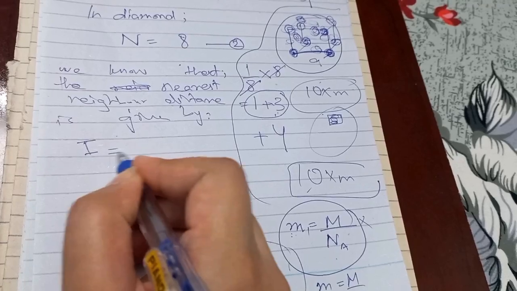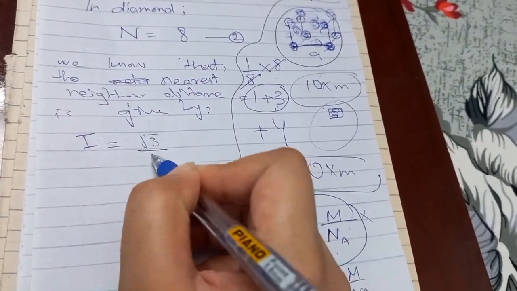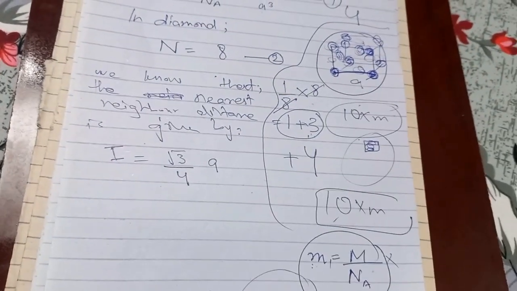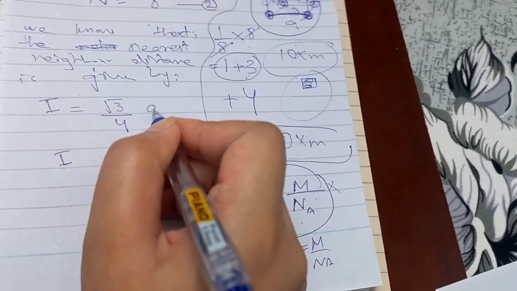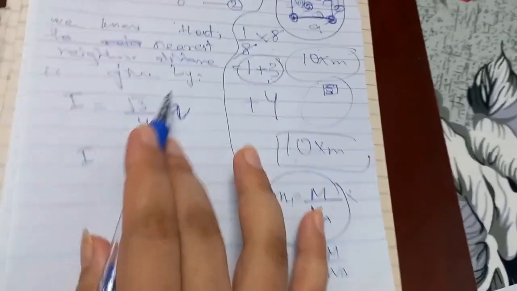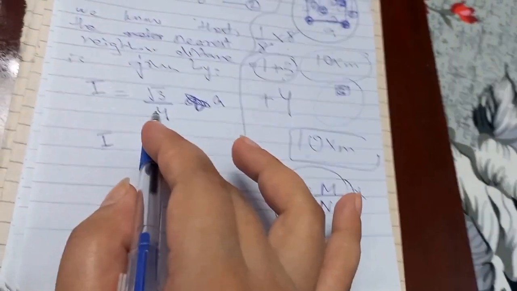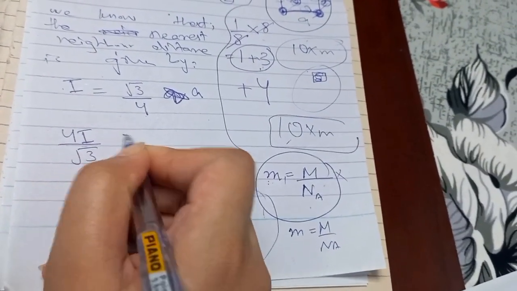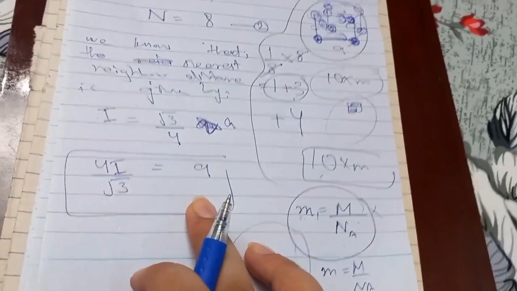I called it l, the nearest neighbor distance, and it is equal to root 3 by 4 into a, where a is the lattice parameter we are interested in. So if you want to find out a, it will be simply, it's not q, it's a. Let me take 4 here, so it's 4l by root 3, so that a is left alone here, and we wanted to calculate a.